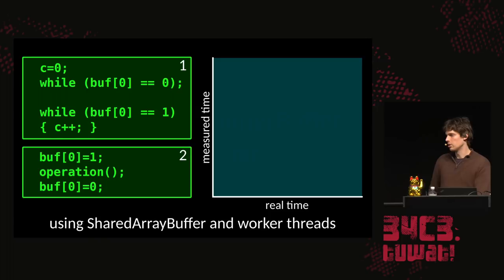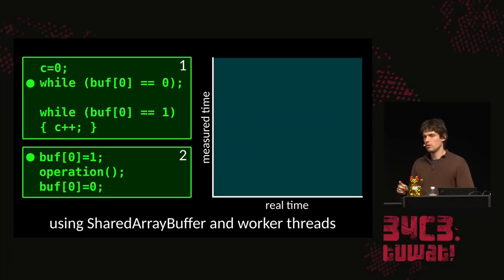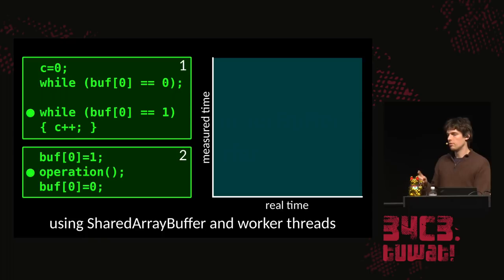Well, it's quite simple. One thread is used for doing the timer measurement, and the other thread does the operation. The timer thread waits until the thread which does the operation is ready to do the operation, and then it sets a variable and starts the operation. Meanwhile, the counter thread, the timer thread, sees that the shared buffer has changed and will start counting.